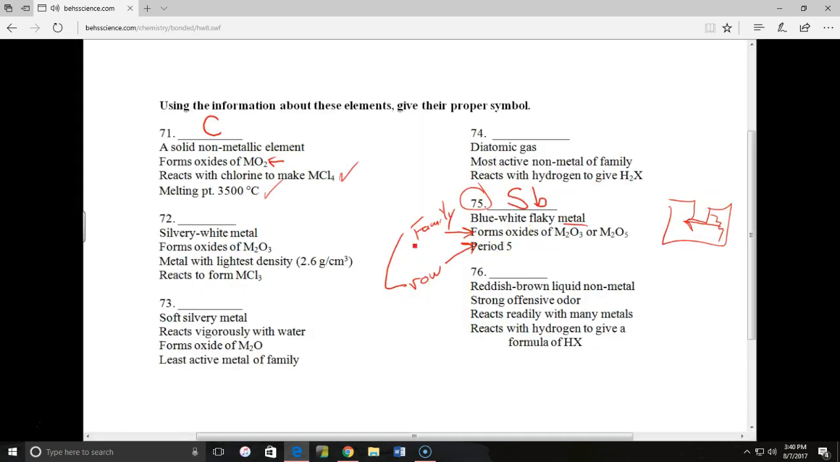Each one of those, you just use the clues and the combination of your periodic table and your knowledge to figure out what they're talking about. All right, good luck.